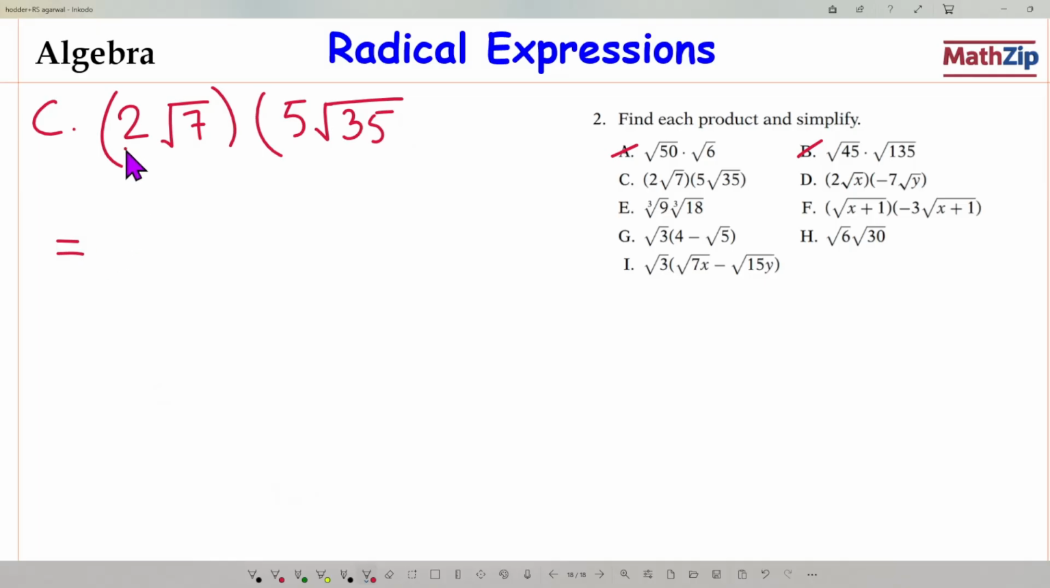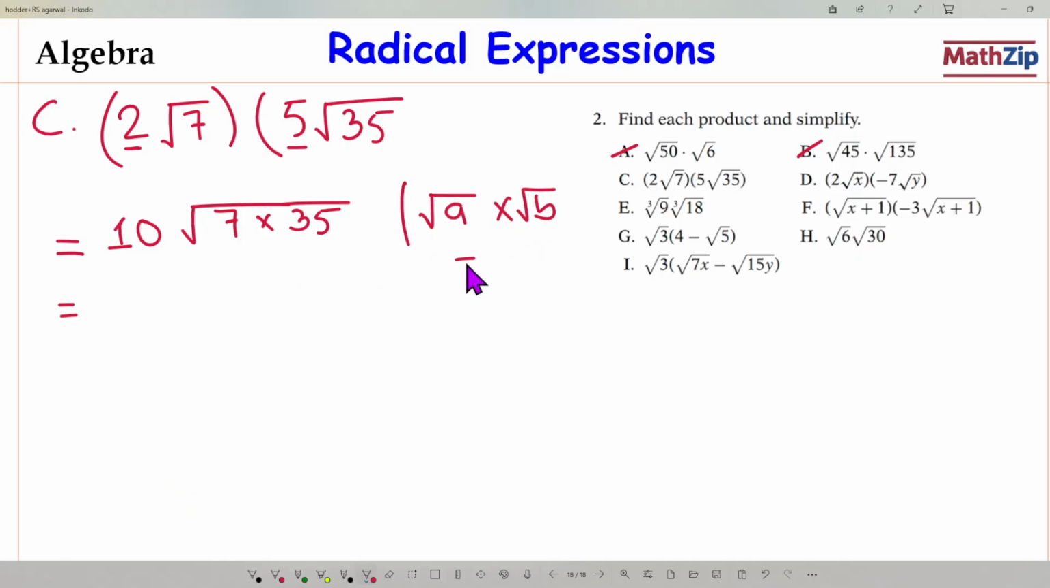So this 2 and 5 we can multiply, it will be 10. Then root 7 times root 35 we can write this way, because we know root A times root B will be root AB. So here is 10, and then we can write root of 7 times 35, it will be root 245. 7 times 5 is 35, 7 times 3 is 21, plus 3, it will be 24.